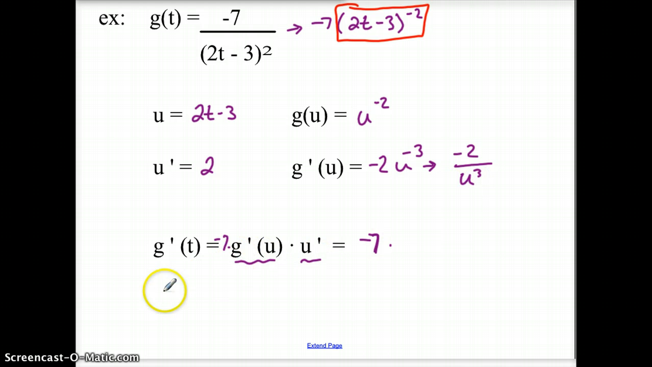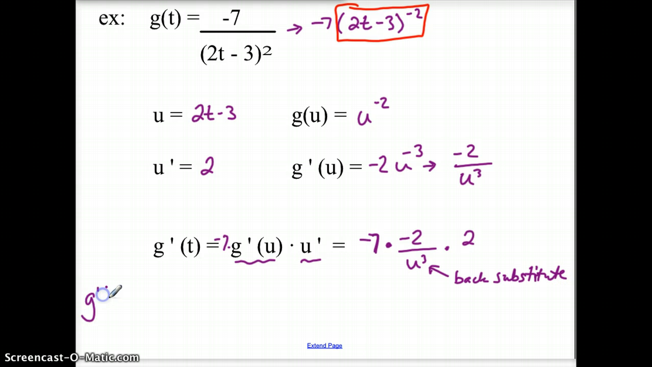So we're going to multiply -7 times the derivative of the outside, which is -2 over u to the 3rd, times the derivative of the inside, which is 2. And then remember to back substitute, because our final answer has to be in the same variable that we started with. So g prime of t is 28 over u to the 3rd, and u was 2t minus 3.